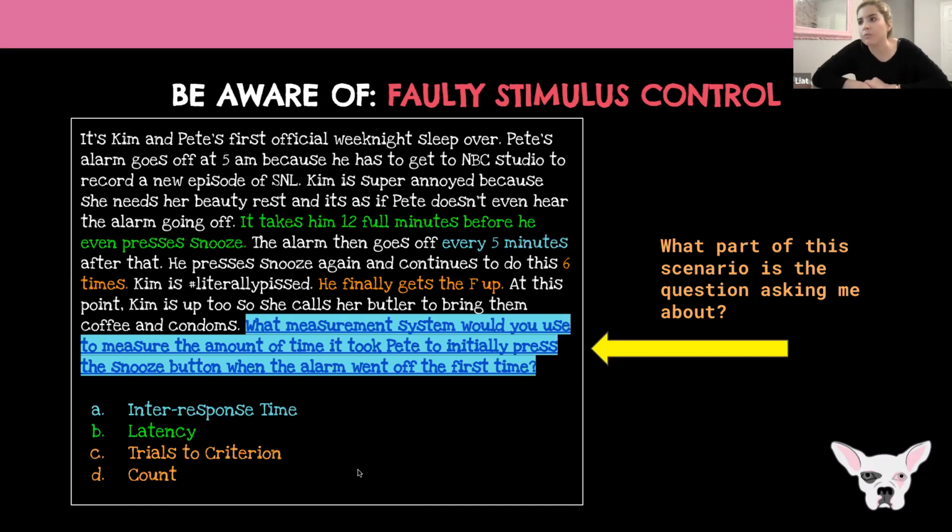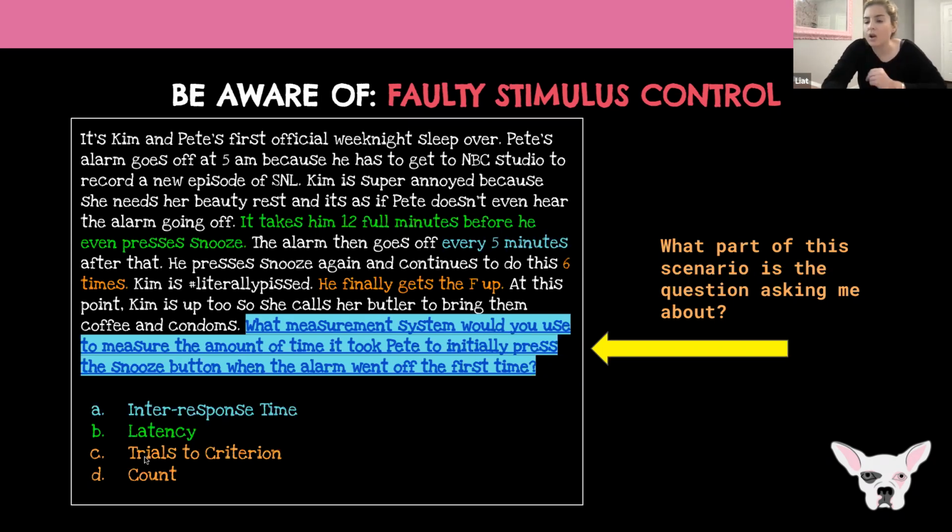If it was asking me about the part where it goes up every 5 minutes in between, right? There's like that 5 minutes of silence in between. The answer would be that inter-response time. So if it was talking about this part that I'm paying attention to, it would be IRT. If it's talking about the part where it takes him 12 full minutes before he even presses snooze, that's talking about the latency. And that is what it was asking us about.